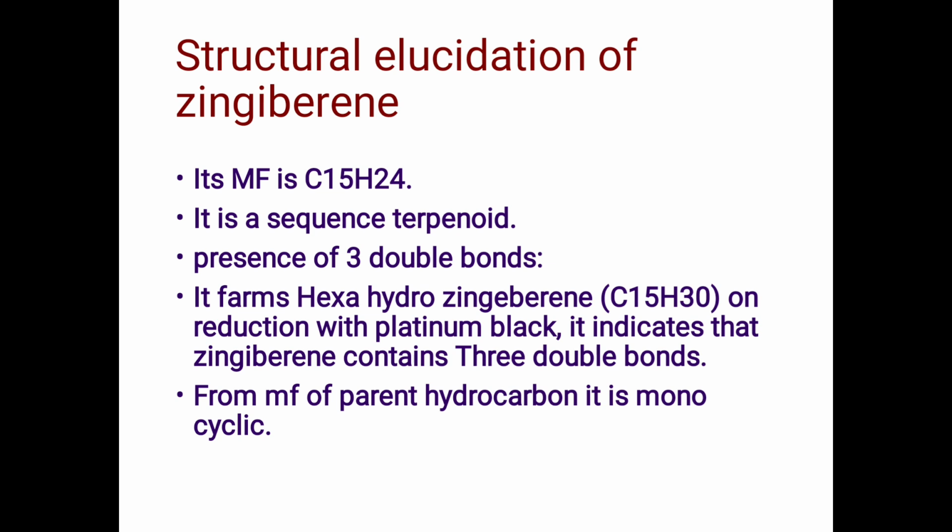To identify the structure of a molecule, first you must have its molecular formula. The molecular formula of zingiberene is C15H24, from qualitative and quantitative analysis. That means it contains 15 carbon atoms, which indicates the presence of 3 isoprene units. So it is a sesquiterpenoid.